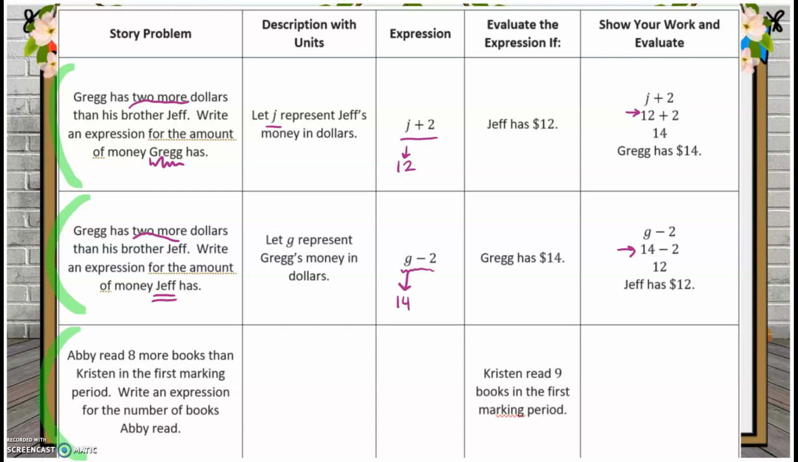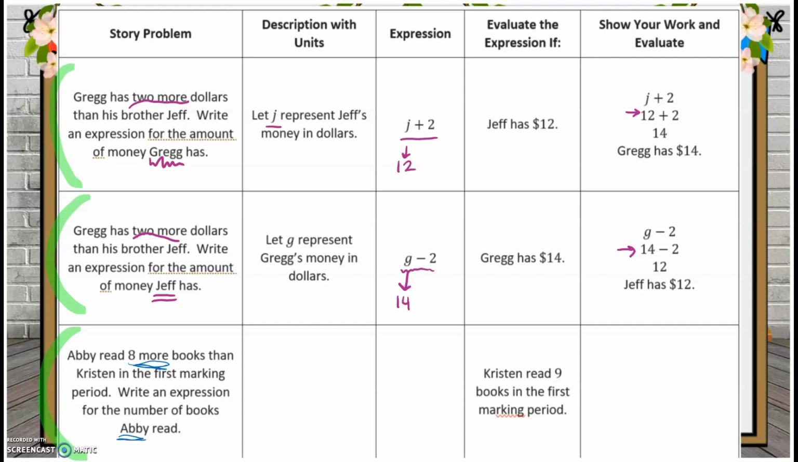So here goes our example. Abby read 8 more books than Kristen in the first marking period. Write an expression for the number of books that Abby read.